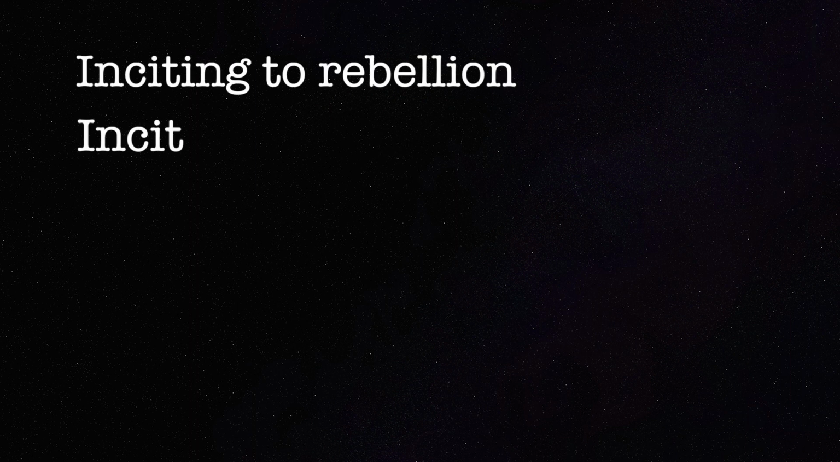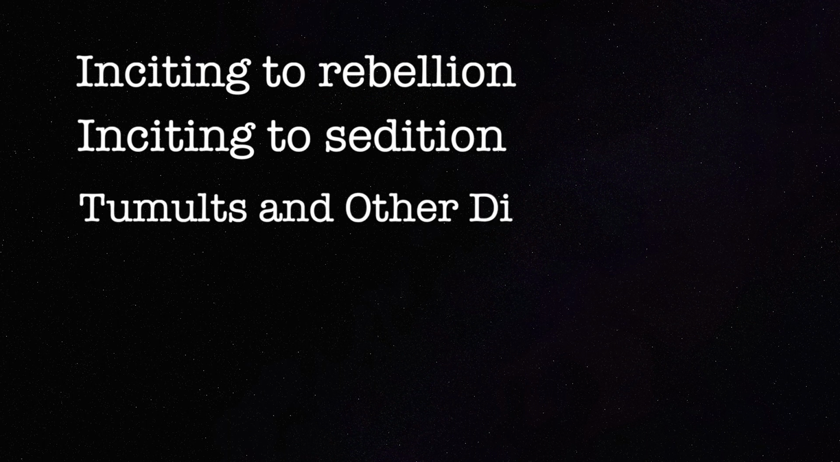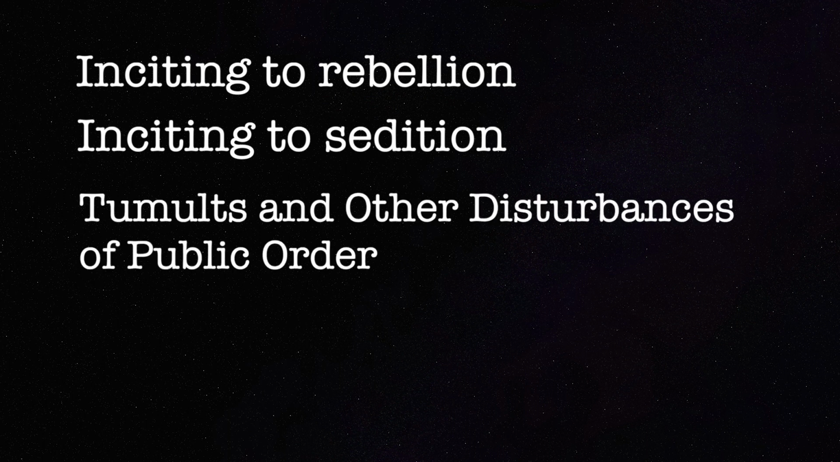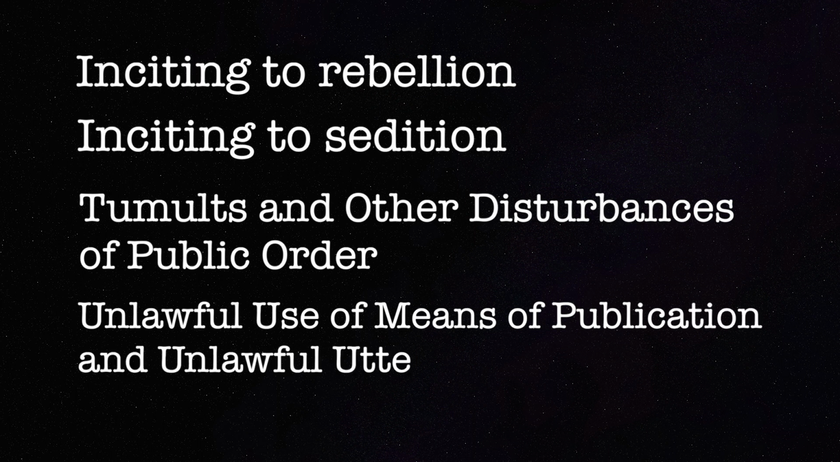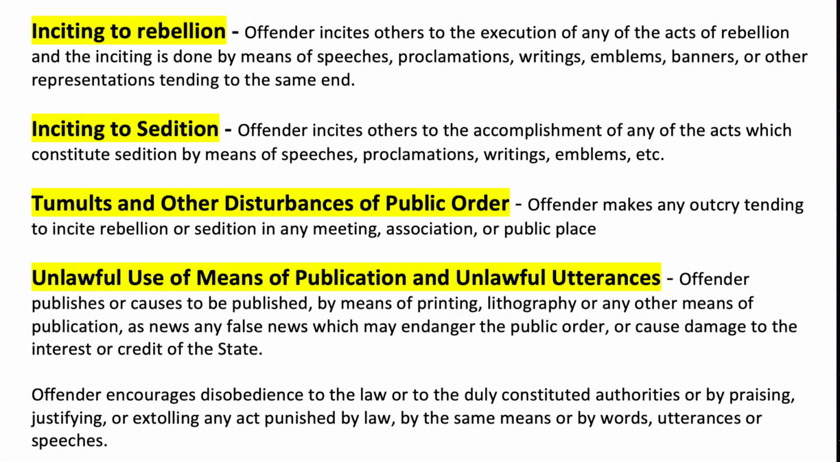And these 4 felonies are inciting to rebellion, inciting to sedition, tumults and other disturbances of public order, and unlawful use of means of publication and unlawful utterances. Inciting to rebellion means an offender incites others to the execution of any of the acts of rebellion, and the inciting is done by means of speeches, proclamations, writings, emblems, banners, or other representations tending to the same end.